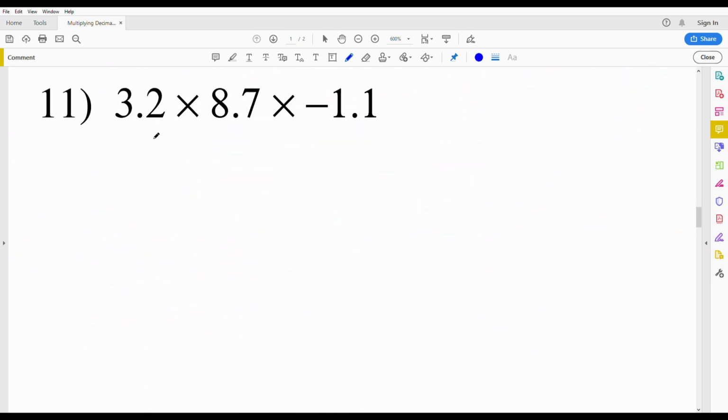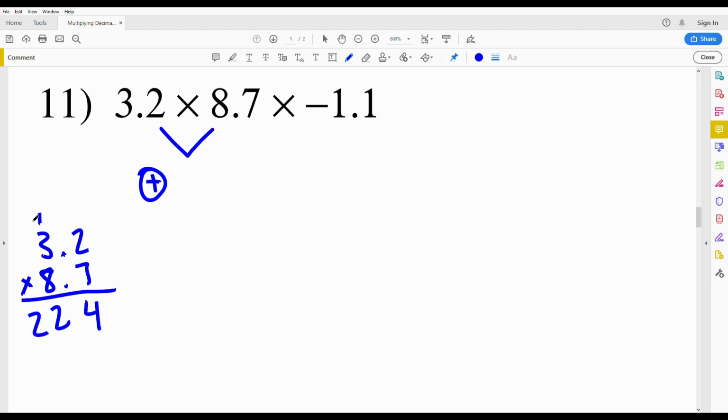In number 11, let's just go left to right. We have a positive times a positive, which results in a positive. So I'll do 3.2 times 8.7. When I multiply that, 2 times 7 is 14, carry the 1, 3 times 7 is 21, plus 1 is 22.